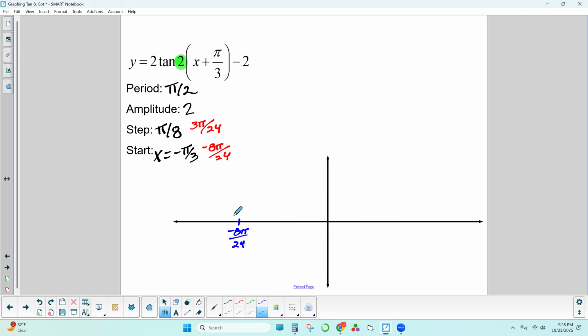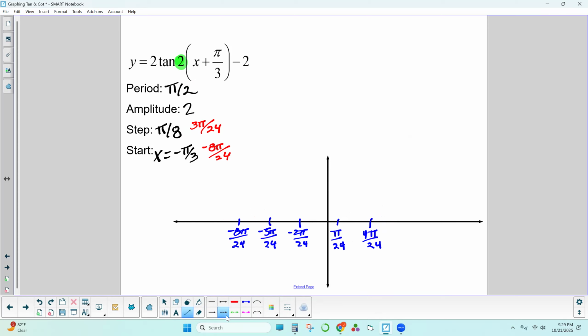And we will step 3 to negative 5 pi over 24, to negative 2 pi over 24, to positive pi over 24, and one more step to 4 pi over 24. Okay? 5 points, 4 steps, 1 period. And it should be pi over 2. You can check that. Looks good.